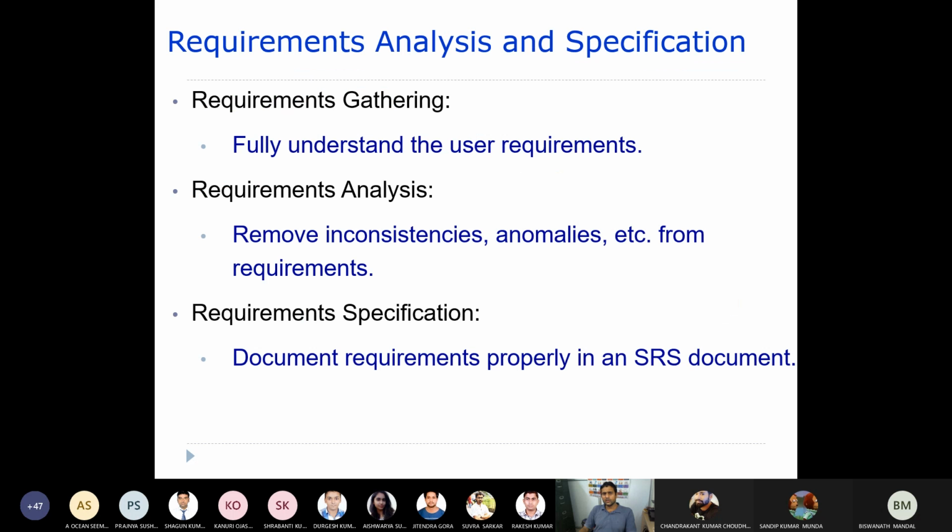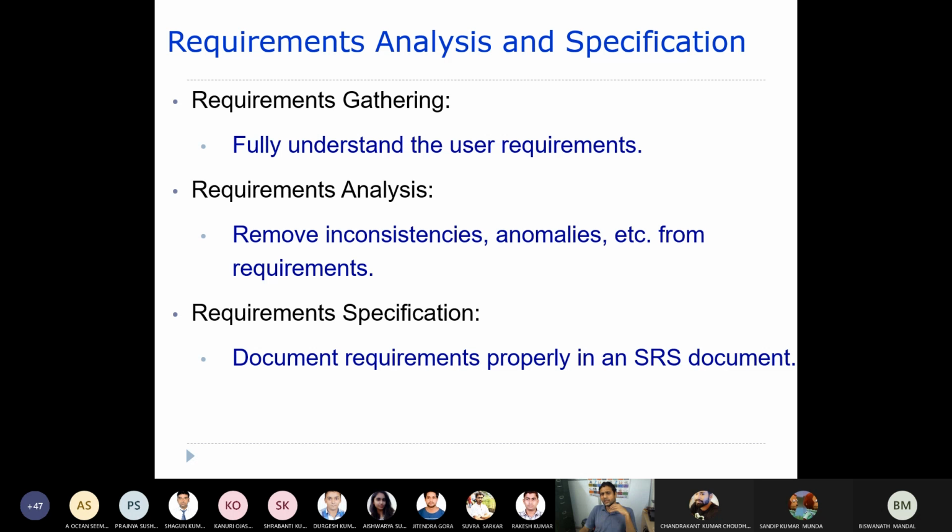As part of requirement gathering, we try to understand fully the user requirements. That is the reason why we try to gather all the requirements of the system through proper discussion with the user. We will talk about that.